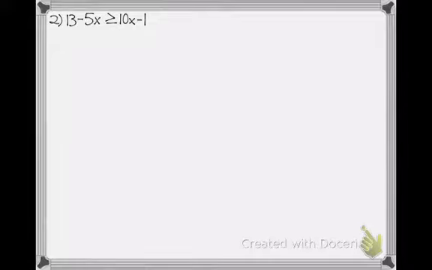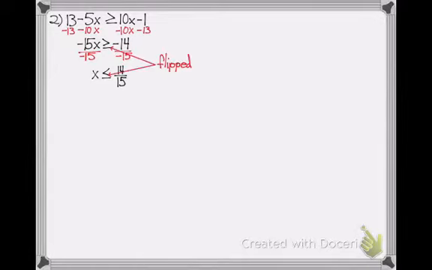So the first step that we're going to take here is to subtract 13 from both sides. That'll move the constants over to the right-hand side. And to subtract 10x from both sides. And what that'll leave is minus 15x is greater than or equal to minus 14. At this point, we want to divide both sides by minus 15. What that's going to leave is x is less than or equal to 14 over 15. You'll notice here that the inequality flipped. And this is an important point. Anytime you multiply or divide by a negative number in an inequality, you have to flip it around.